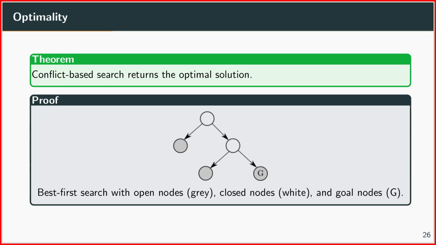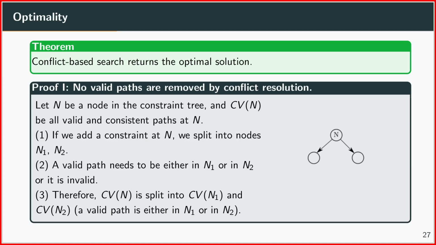So for the first part, I will just introduce some notation here. We will have open nodes, which are in gray, and closed nodes in white, and we will have goal nodes marked with a G. So this is basically the same as we had in the example. And how we solve it is basically by doing a best first search over this constraint tree. And so the proof that no valid paths are actually removed by conflict resolution goes as follows.